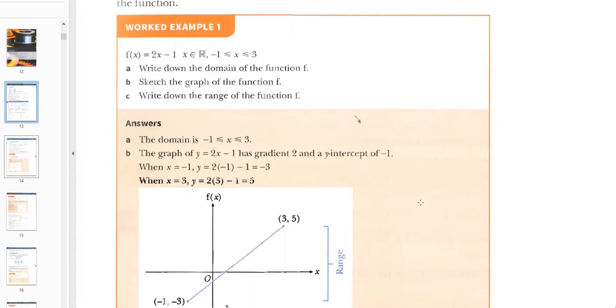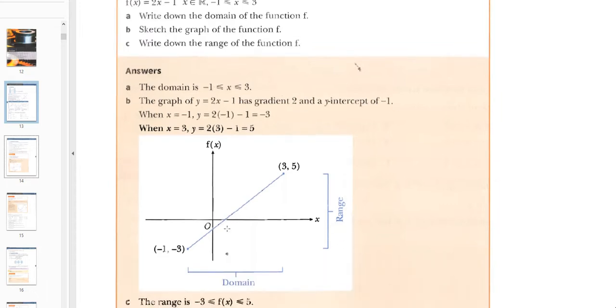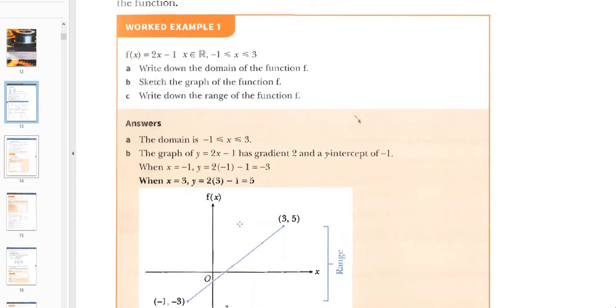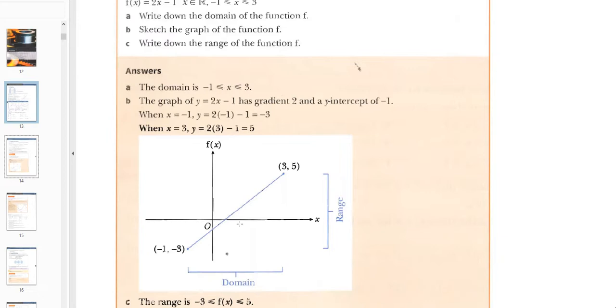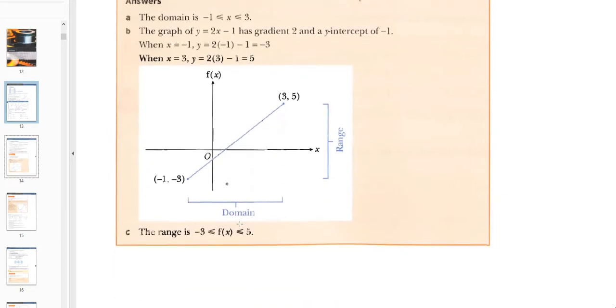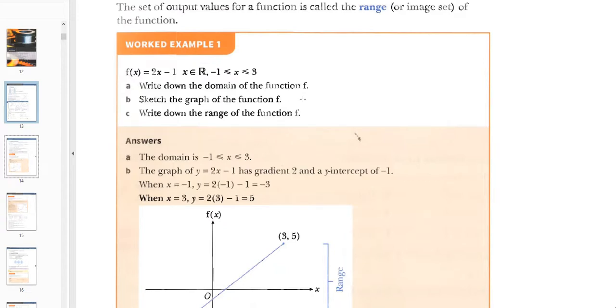f(x) is equal to 2x minus 1, where x is an element of the real numbers and the values of x are given from minus 1 to 3. Write the domain of the function f, sketch the graph of the function f, write down the range of the function f. So it's very easy. The domain is the values of x, which is already given, minus 1 to 3. How to draw the graph? This is the graph of a straight line. What is the range? Range means the values of f(x). The range is from minus 3 to 5. So this is the worked example.